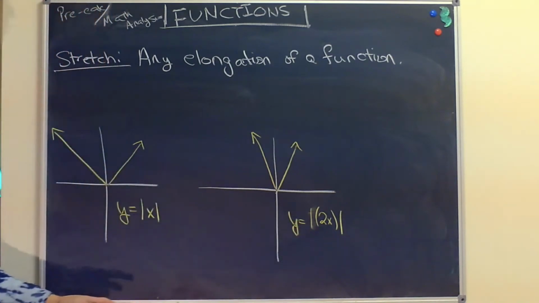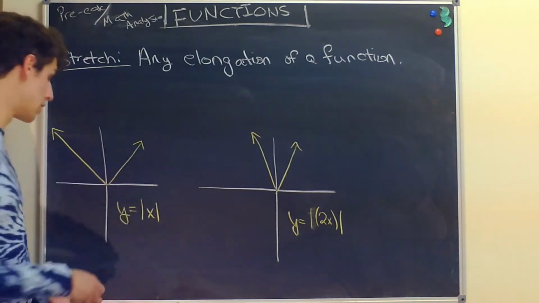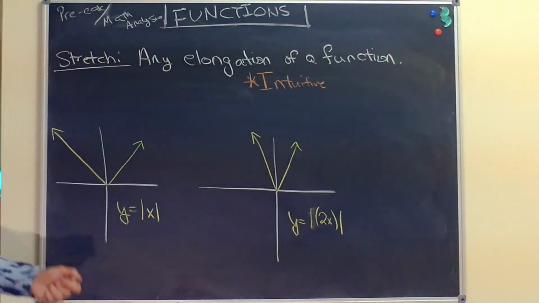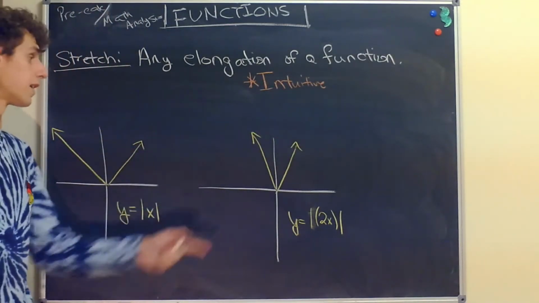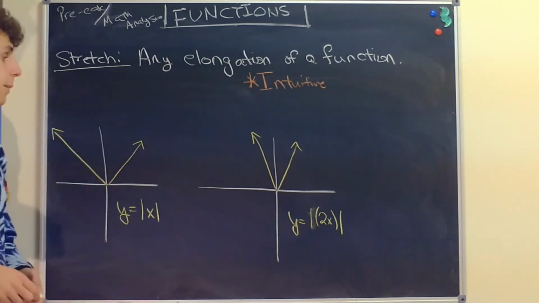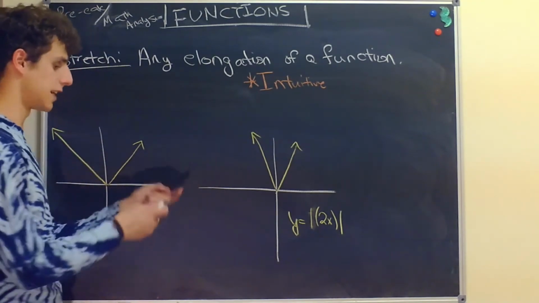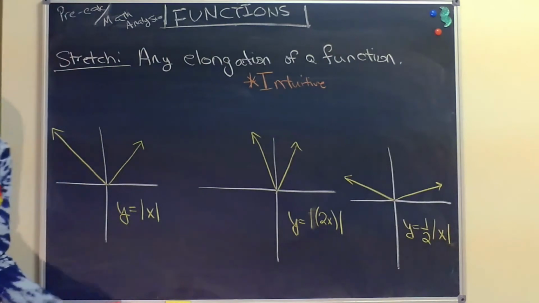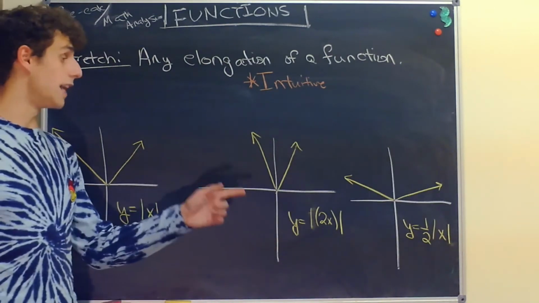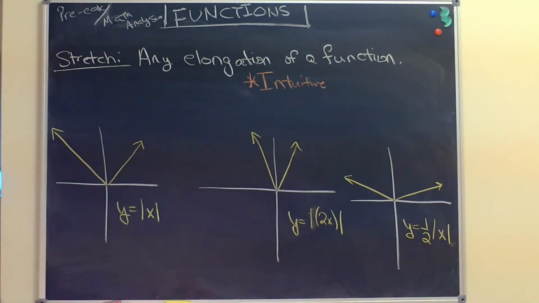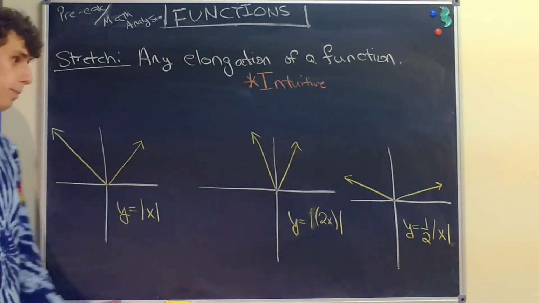That means we want to stretch it in the x direction. Stretches occur in the intuitive direction. That means if you replace x with 2x, it stretches it vertically, but if you replace x with 1/2 x, it stretches it horizontally. I put a picture of what y equals 1/2 the absolute value of x would look like on the board, just so you guys can compare the three.